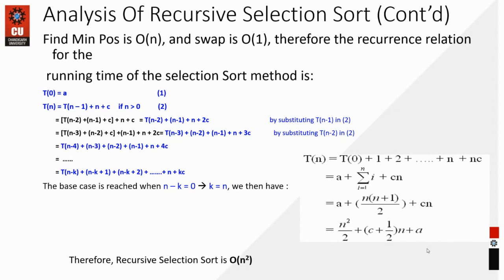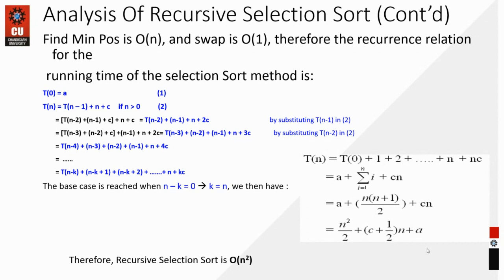Then for T(n-2), in place of n I will write n minus 2, so I will get T(n-3) plus n minus 2, then plus c, then n minus 1 plus n plus 2c, giving T(n-3) plus n minus 2 plus n minus 1 plus n plus 3c. In this way, the things are happening.